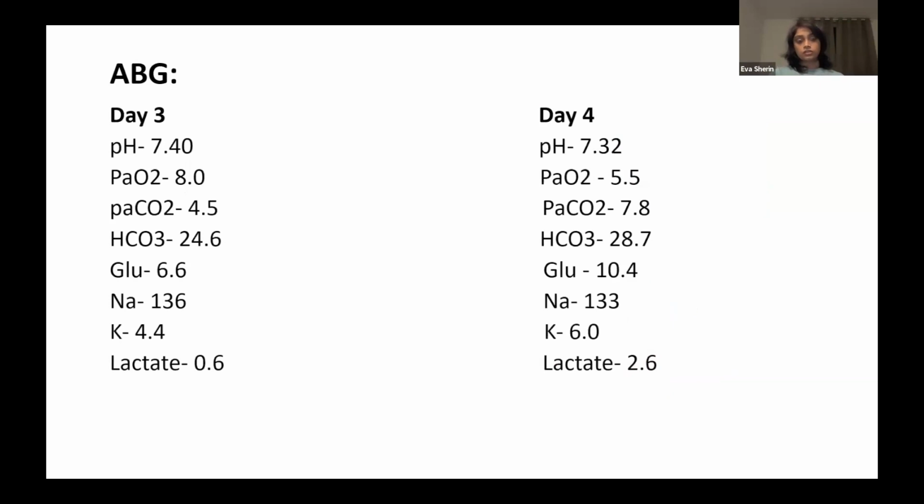And so just a little peep into ABGs. On day 3, when you take an ABG, you see that the pH is 7.40, still being maintained. Your PaO2, your partial pressure of oxygen, is slightly lower, around 8. He's also been desaturating occasionally. But his partial pressure of carbon dioxide is 4.5, which is still pretty normal. Bicarb is at 24.6, again normal. 22 to 26 is normal, so 24.6 is within the normal range. Glucose is slightly elevated, 6.6, sodium 136, potassium 4.4. Lactate is also not too bad.